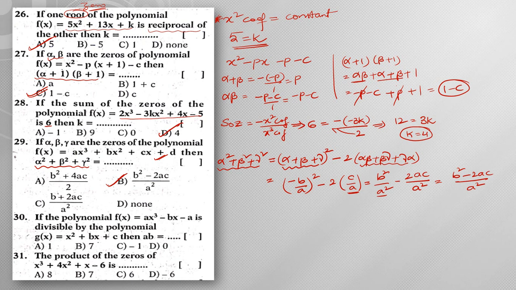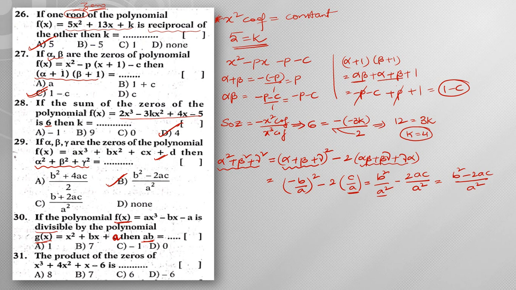Right. Next, if the polynomial ax cube minus bx minus a is divisible by the polynomial g of x equal to x square plus bx plus a, then what is the value of ab? Now if you observe what he has said, if f of x is exactly divisible by g of x, that means when we divide f of x with g of x, the remainder will be 0, right?